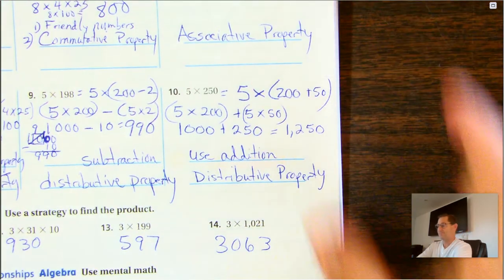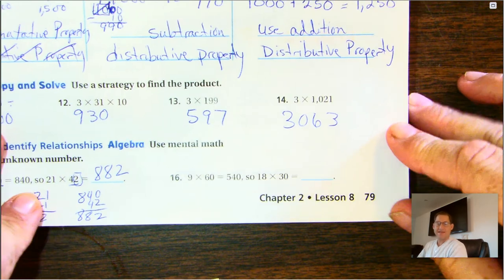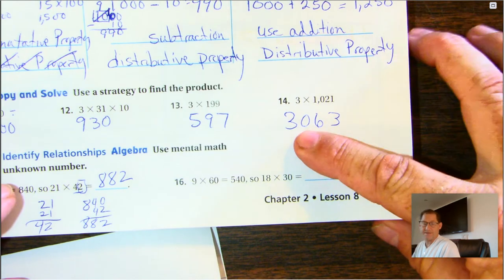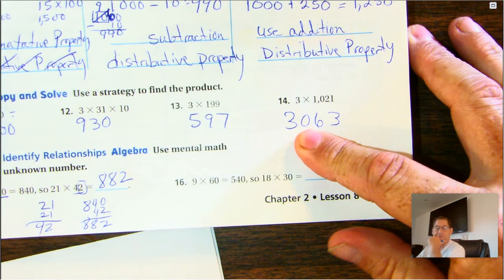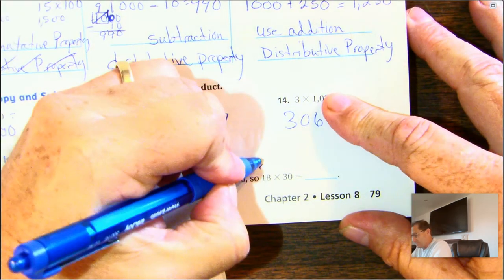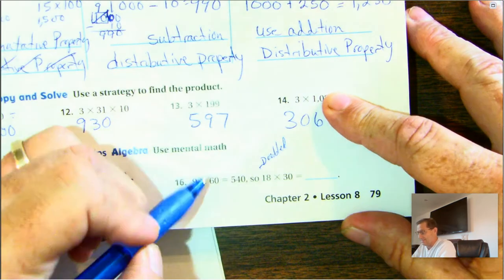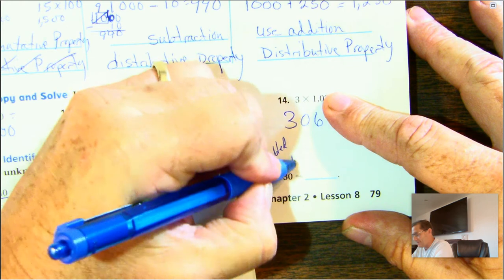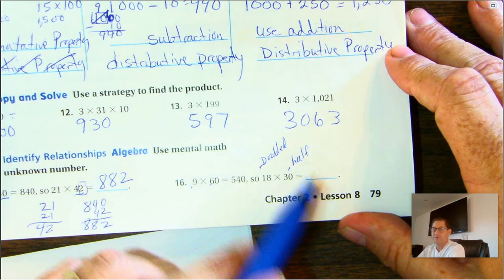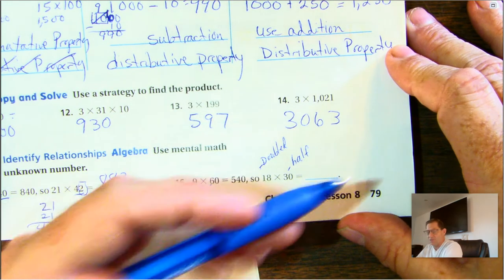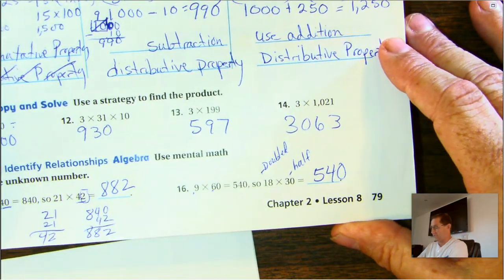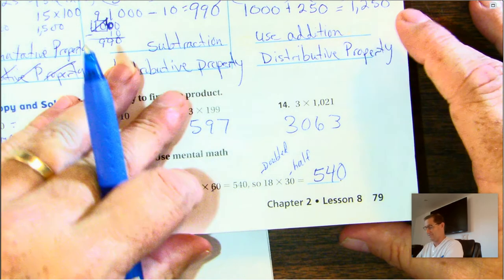And number 16. 9 times 60 equals 540. So 18 times 30. So what did they do here? 18 is twice as much as 9, right? So this number was doubled. 60 and 30. 30 is half of 60. What happens when you half one factor and double the other factor? The expressions are equal. So it's 540. All they did was take half of one, double the other. So it's really the same thing.